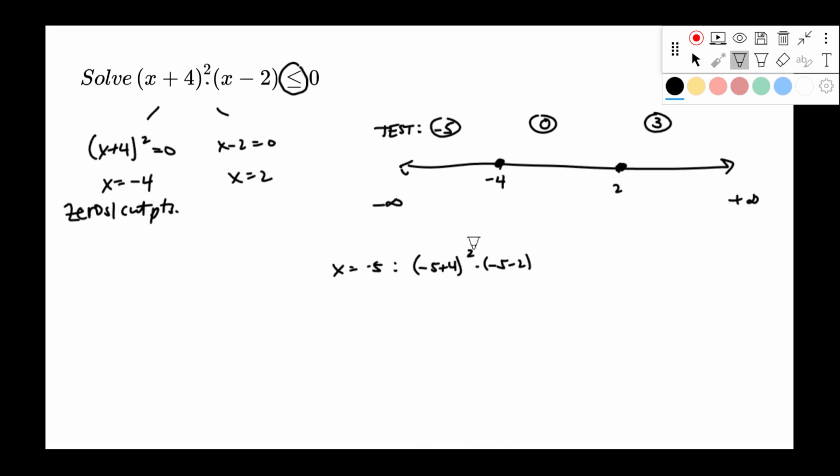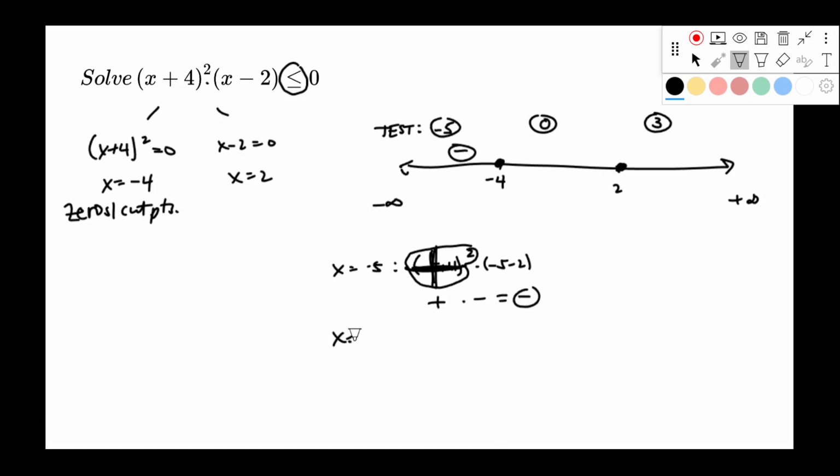-5 plus 4 squared. This factor always gets squared. So no matter what kind of number you have inside the parentheses, when you square it, the answer is a positive. So this factor is always a positive number. So the only thing that determines this answer is the -5 minus 2. That's a negative. Positive times a negative, that's a negative. This is a negative result.